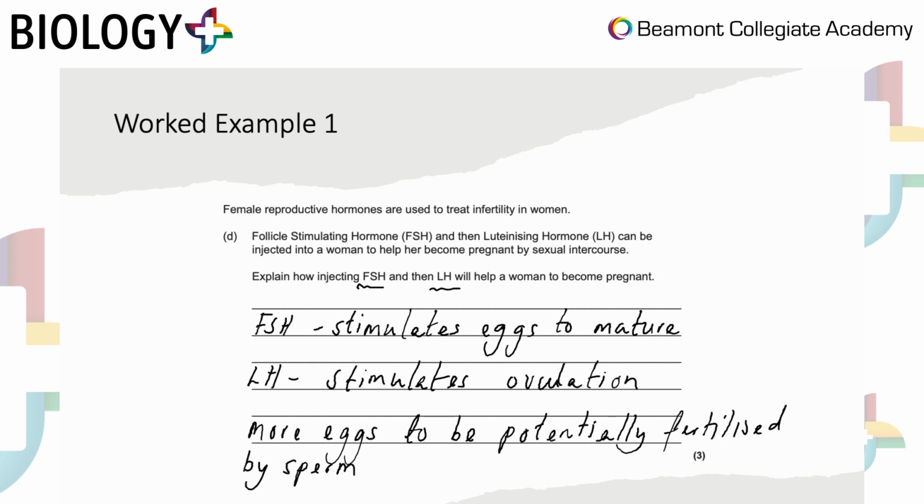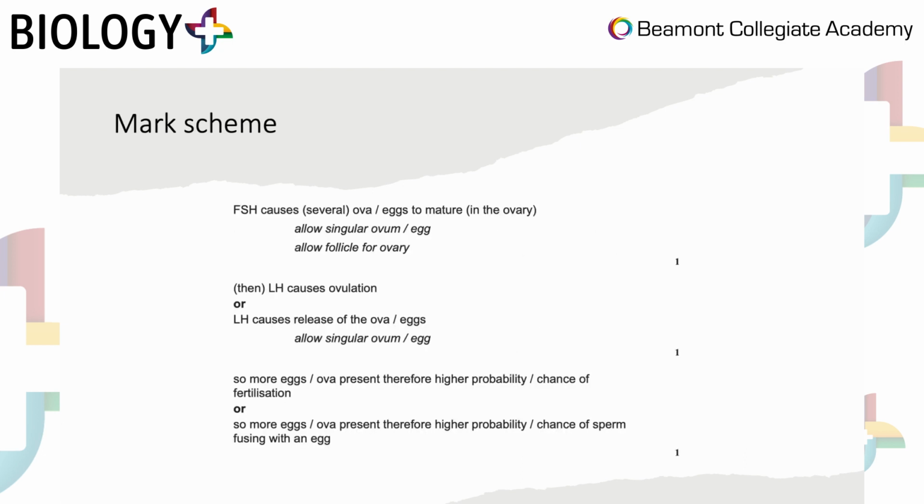Now let's take a look at the GCSE mark scheme and see how I've done. So first mark for FSH causes eggs to mature, LH causes ovulation. Slightly different answer to what I've put for my third point. More eggs present, higher chance of fertilization. More eggs, therefore higher chance of sperm fusing with an egg. Definitely scored 2 out of 3. Maybe my language needed to be better for the 3rd mark.